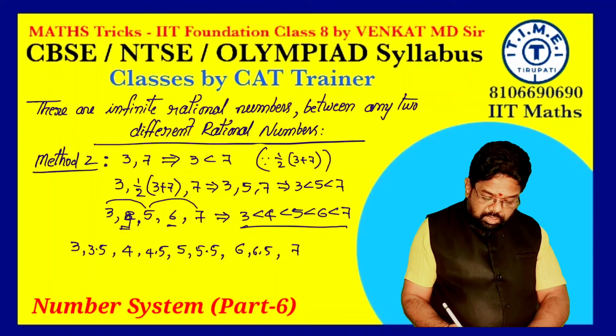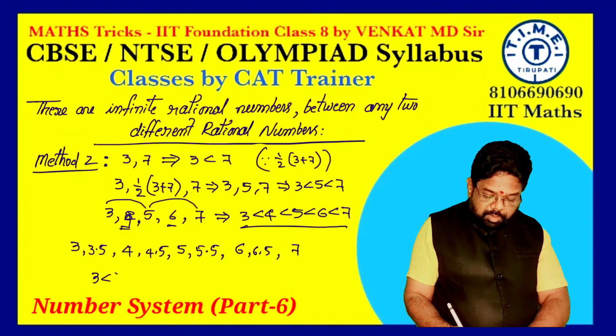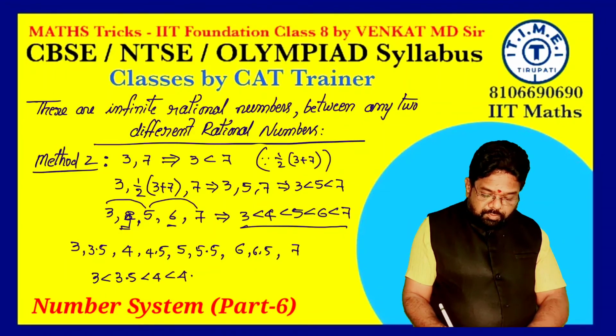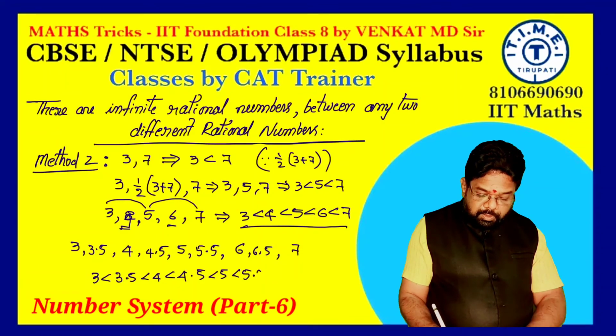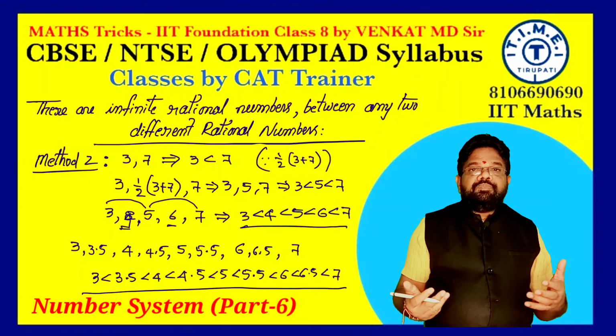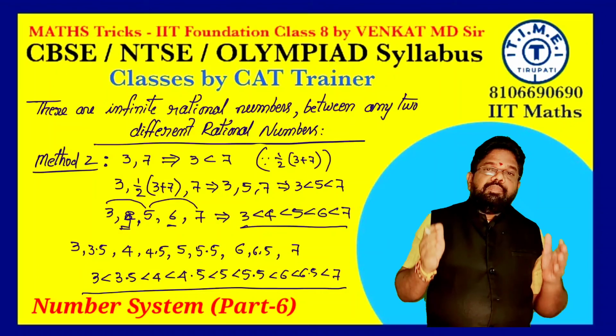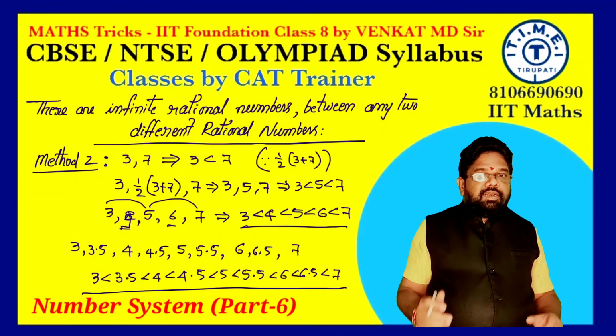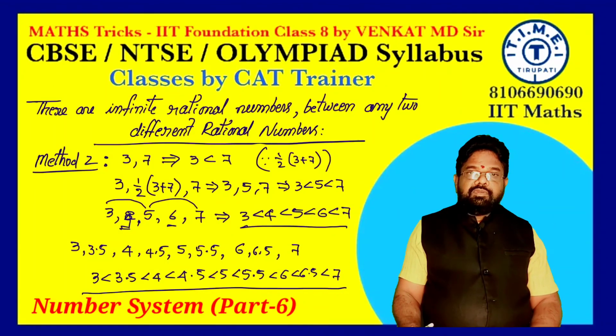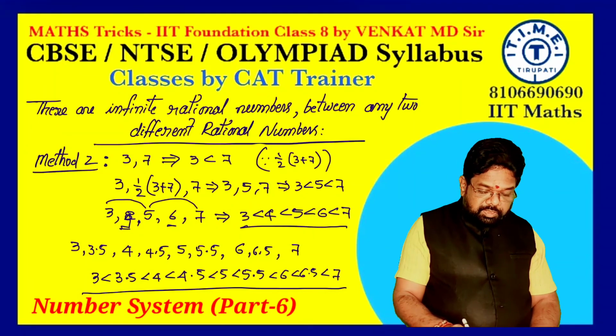Now all these are in order again. 3 is less than 3.5, 3.5 is less than 4, 4 is less than 4.5, 4.5 is less than 5, 5 is less than 5.5, 5.5 is less than 6, 6 is less than 6.5, 6.5 is less than 7. So all these are in order. Just like this, we can arrange infinite rational numbers between any two different rational numbers. This is a very important logic. In the next class I will discuss a new concept with you.